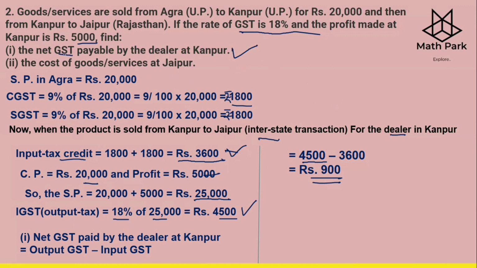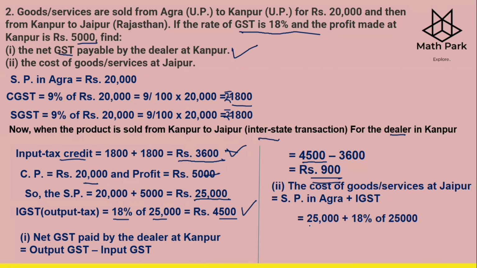Now the second part, the cost of goods or services at Jaipur. The cost of goods or services at Jaipur is SP in Agra plus IGST. So SP, which was 25,000, and the IGST is going to be 18% of 25,000, which is 4,500. We have calculated that. So 25,000 plus 4,500, rupees 29,500, is the cost of the goods or services at Jaipur. Easy. So remember what is input tax credit and what is output tax credit: input at the time of purchase, output at the time of sale.